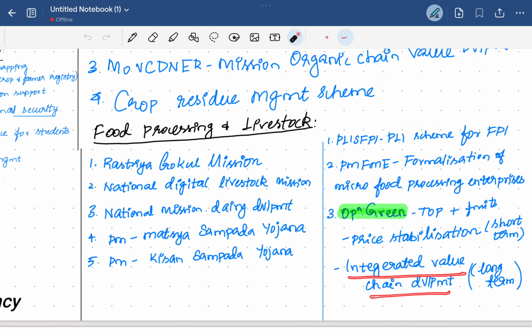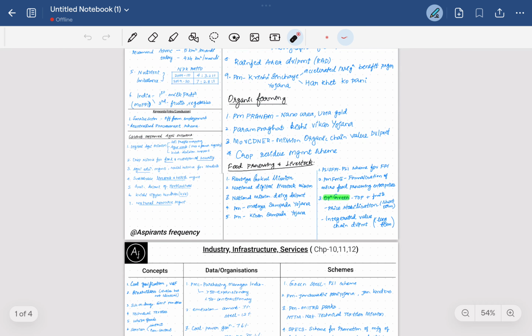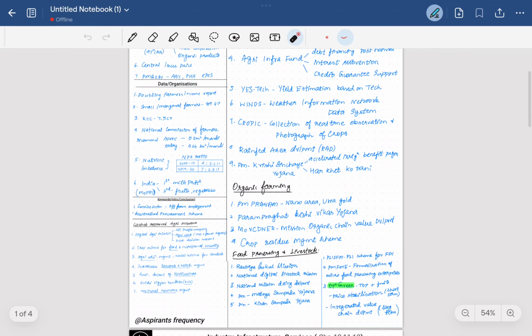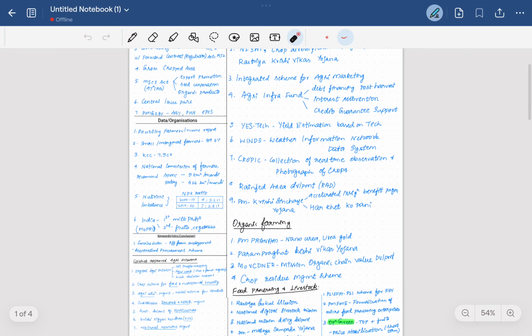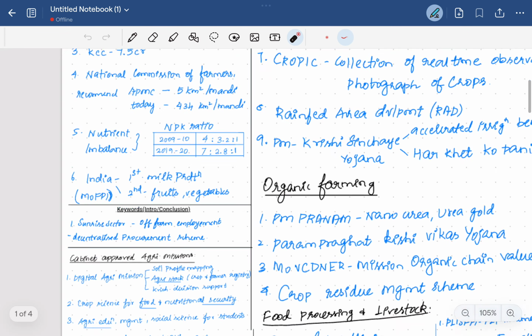Then the integrated value chain development. These two are basically short-term measures to control the inflationary prices of these crops and fruits in the short term, and in the long term it also creates integrated value chain development for proper production of these crops and also the marketing process. That's it for the schemes, concepts, and also the data and organizations regarding this chapter.